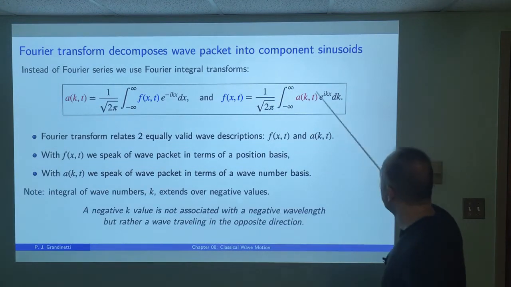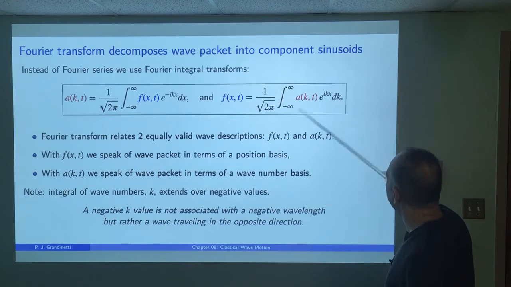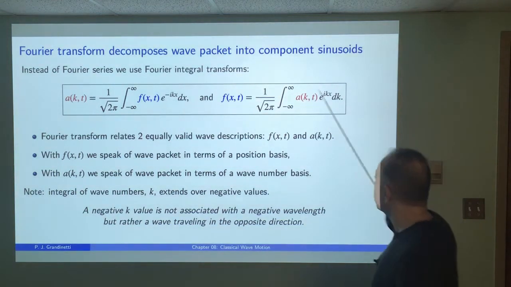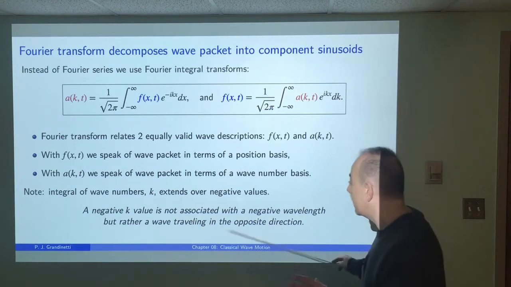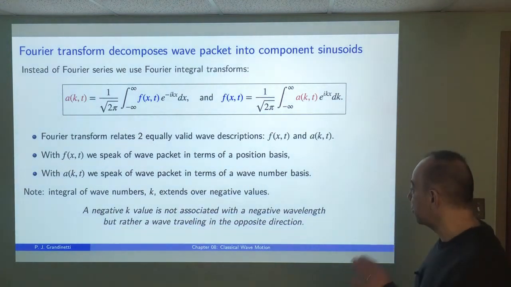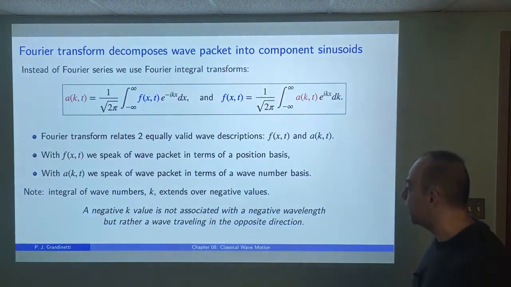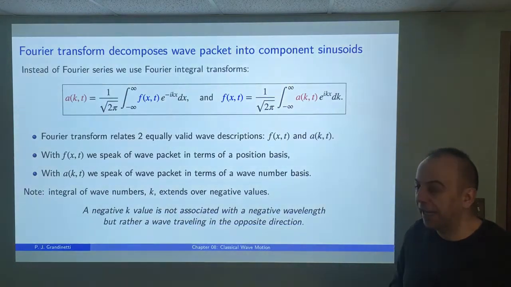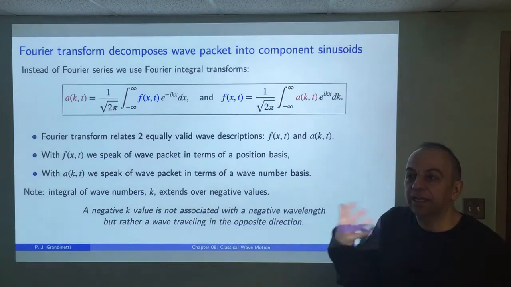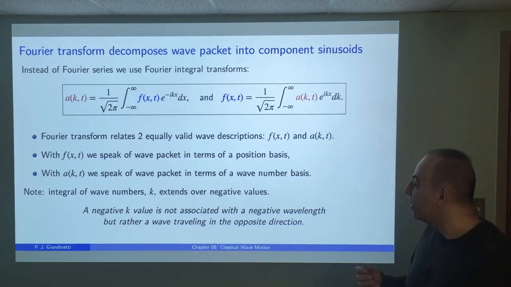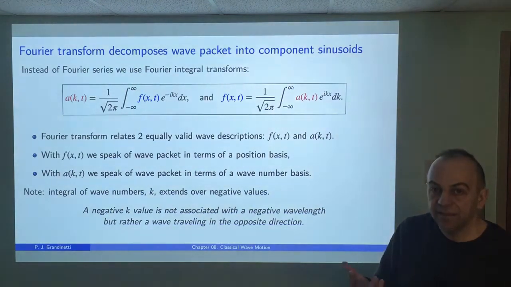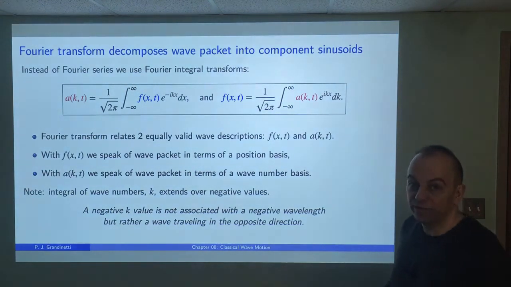Okay. Now you may have noticed over here that our integral is going from negative infinity to plus infinity, so that's the range of wave numbers. And this introduces sort of a new idea here. So generally speaking, a negative k is not associated with a negative wavelength. That doesn't make any sense. But rather, when we use a negative k, we're saying that this is a wave traveling in the opposite direction of a wave with a positive k. So we're giving k a greater role than just wavelength. So wave number now not only contains information about the wavelength, but the sign contains information about the direction that the wave is traveling.